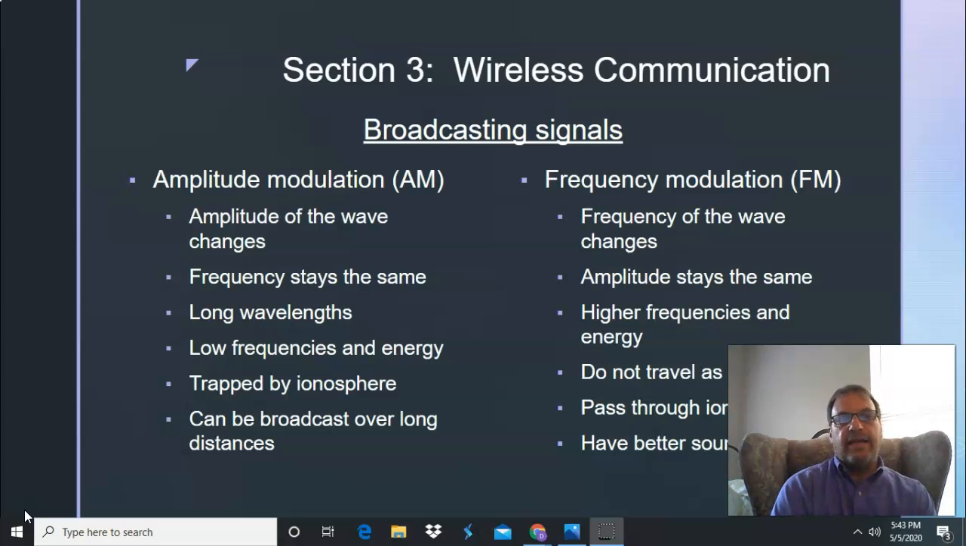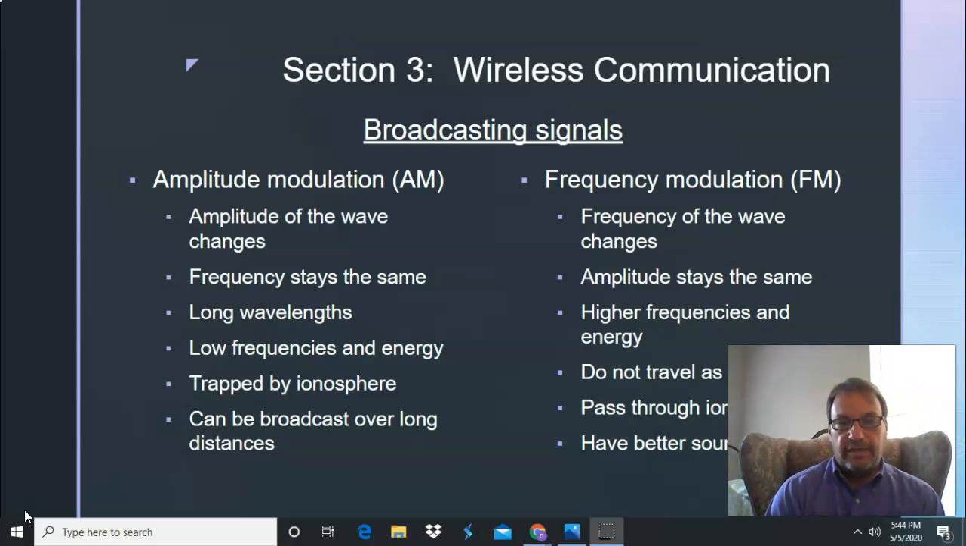When we look specifically at amplitude modulation, think about that as an amplitude change. That's the only thing that's going to change. The amplitude of the wave changes, but the frequency stays the same. The same amount of waves will go through, but the amplitude, the distance of the crest from the resting point, will be higher. These are very, very long wavelengths, and they're very, very low frequencies and low energy. Considering they have such low energy, they are trapped by our ionosphere, and they bounce back off of it, and therefore they can travel a further distance. But it's really not a great signal.